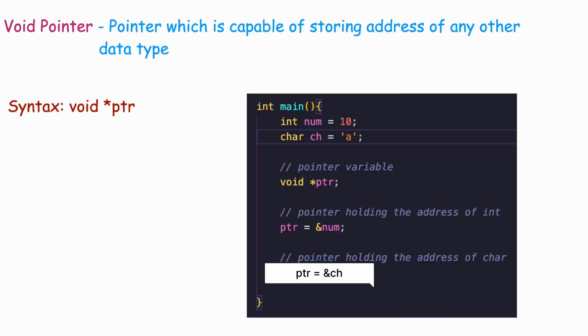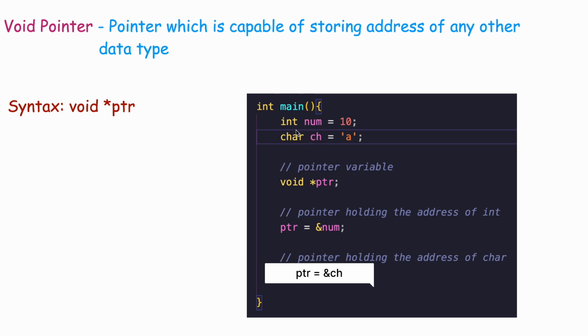So the first one is called a void pointer. What do you mean by void pointer? A pointer which is capable of storing the address of any data type. In the actual definition, we saw that it is able to store the address of the same data type. But here I am saying that it can store the address of any other data type. So let's observe this carefully. First, I have declared a variable called num. Inside I have declared a character variable.